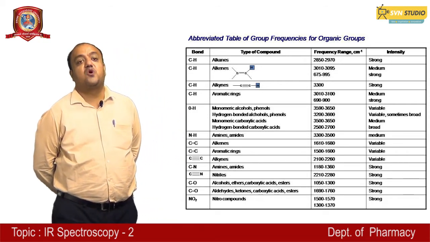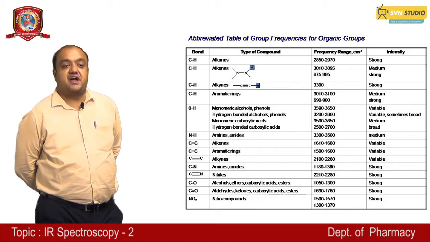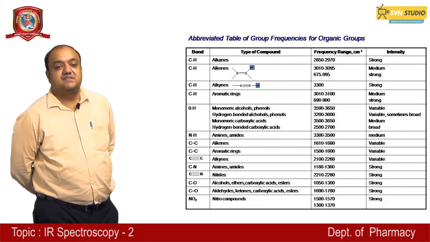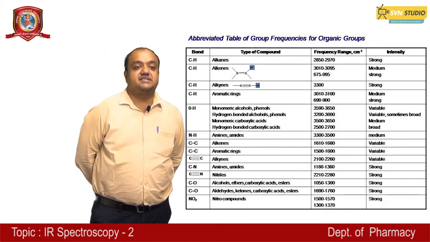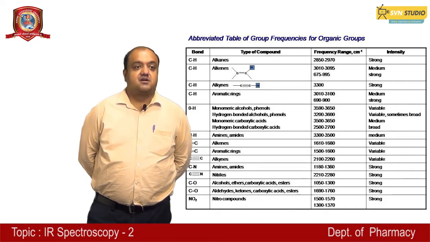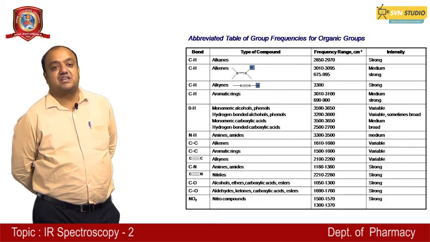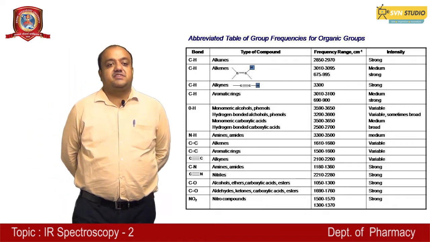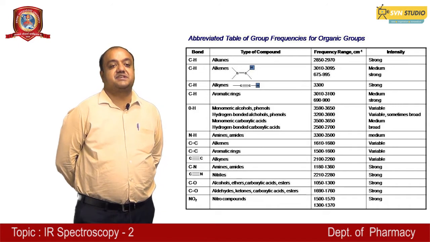inverse and strong intensity peak. And next example is nitrile, C triple bond N, which absorbs at 2210 to 2280 centimeter inverse in strong intensity peak. And C-O groups, alcohols, ethers, carboxylic acids or esters, absorb at 1050 to 1300 centimeter inverse in strong intensity peak.